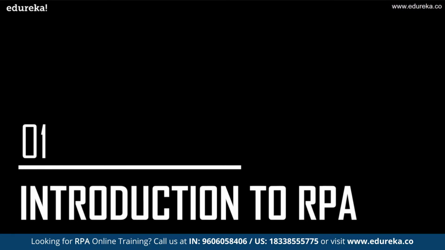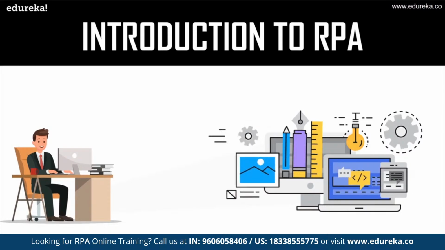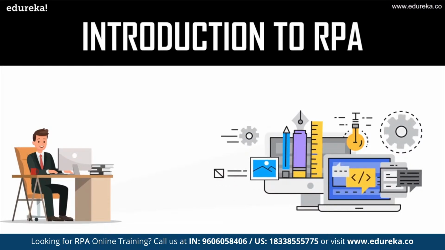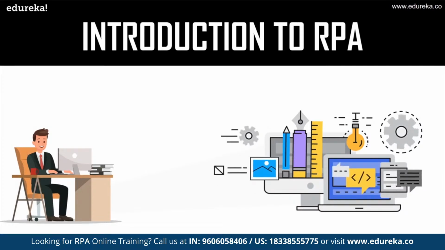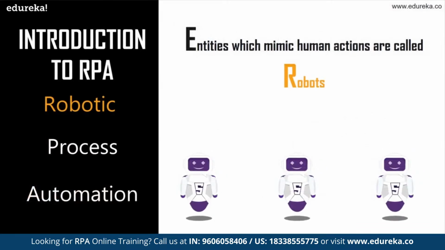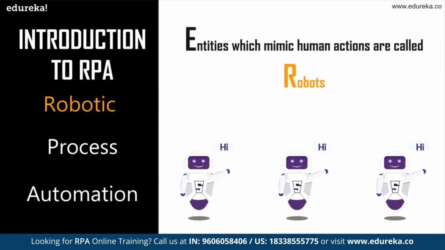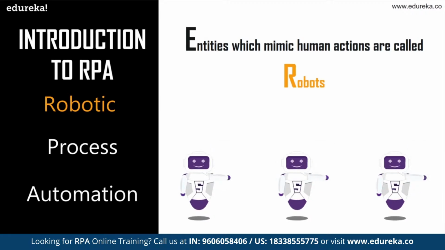So if I have to define the term RPA for you, then the process of automating business operations with the help of robots to reduce human intervention is nothing but robotic process automation. Now, if you hear the term robotic process automation, there are mainly three terms that you have to understand over here. That is robotic, process, and automation. So starting with robotics are those entities which mimic human actions. So all the entities which mimic human actions are called as robots.